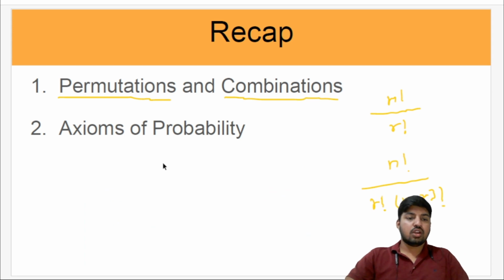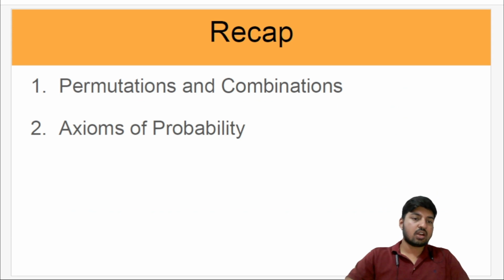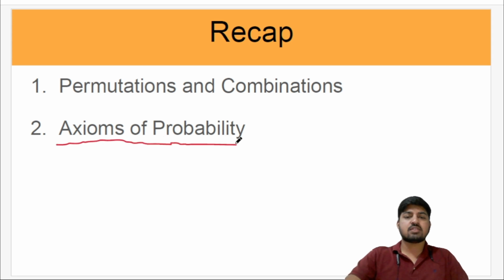Then we moved into our probability theory. We have seen there are 4 axioms of probability theory. Can anyone recall what the axioms of probability theory are? Axioms means rules, you can say, a defined set of rules while we are dealing with probability theory. Can anyone recall it?